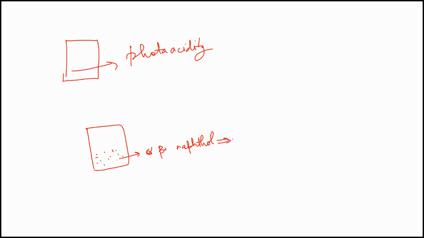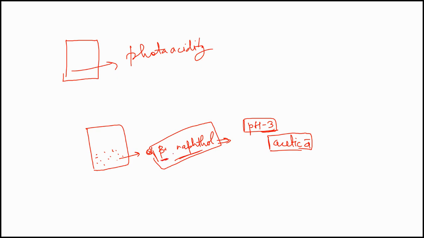Now, this beta naphthol, if you take acetic acid, just take the example of acetic acid, an acidic medium which has a pH of about 3. If I take acetic acid as an example in this solution, do you think at pH 3 the acetic acid will be ionized, or the beta naphthol? No, it will not be ionized. It will still be in the beta naphthol state.